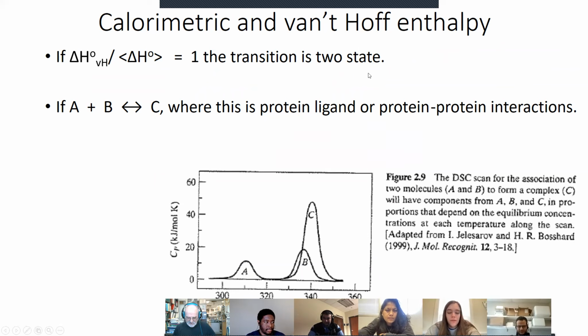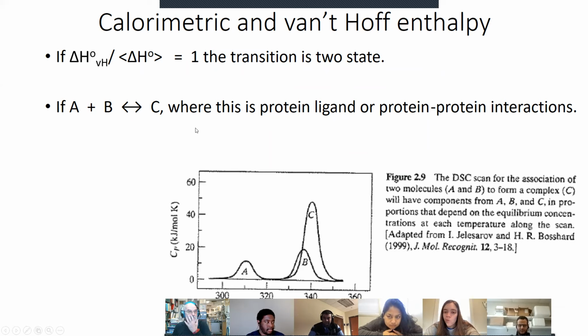So, as I say, calorimetric DSC experiments are typically used for protein melting. That's what they're used for, or real phase changes, where we are doing measurements that have to do with proteins that will actually phase change.